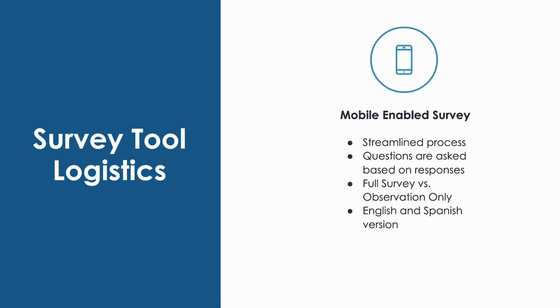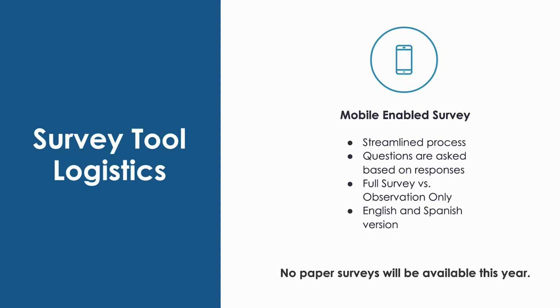First, we're going to cover some logistics of the survey tool. The survey will be administered using your mobile device, such as a smartphone or tablet. The mobile survey is streamlined with built-in skip logic for certain questions. This means you will automatically be directed to the next question based on the respondent's answer. This year, we will not be providing a paper version of the survey, and the mobile survey app will be the only way to access the survey.